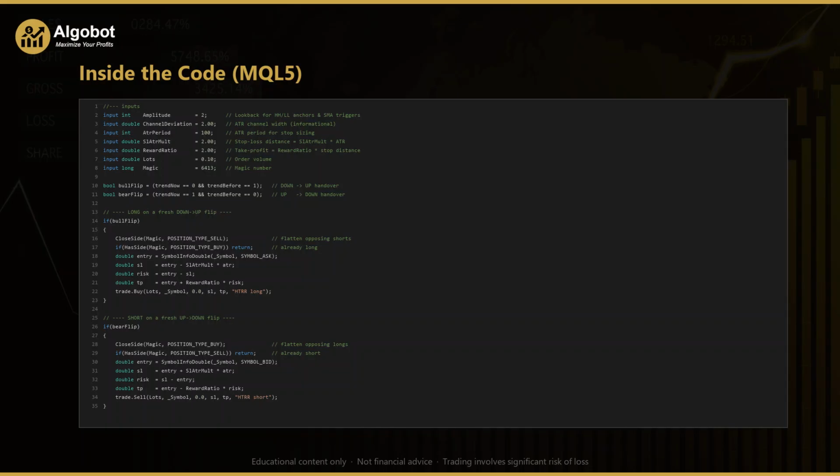The short block mirrors it exactly. On a bear flip, the code closes any opposing longs, then uses the bid as the entry. Here the stop loss sits above the entry. The risk is the stop minus the entry, and the take profit sits below at the reward ratio times that risk. Then trade.sell places the order. Both sides are symmetrical, and each carries its own volatility-based stop and target.